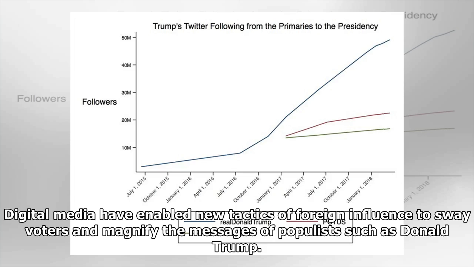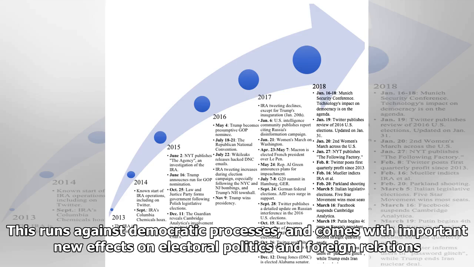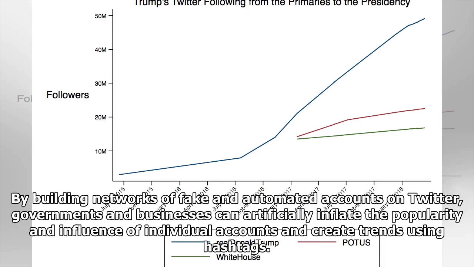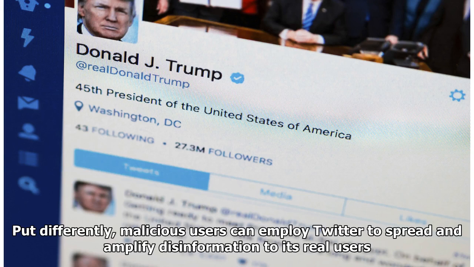Digital media have enabled new tactics of foreign influence to sway voters and magnify the messages of populists such as Donald Trump. This runs against democratic processes and comes with important new effects on electoral politics and foreign relations. By building networks of fake and automated accounts on Twitter, governments and businesses can artificially inflate the popularity and influence of individual accounts and create trends using hashtags. Put differently, malicious users can employ Twitter to spread and amplify disinformation to its real users.